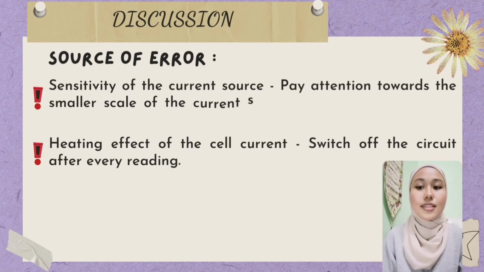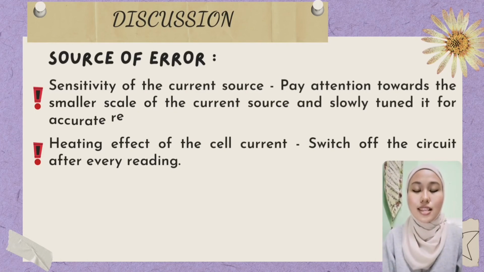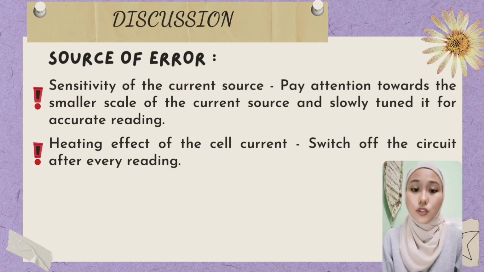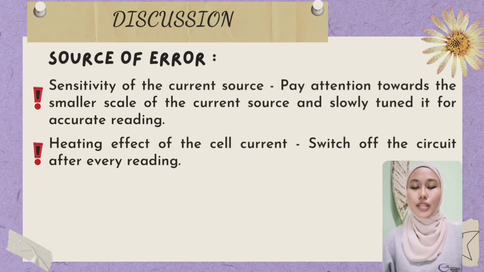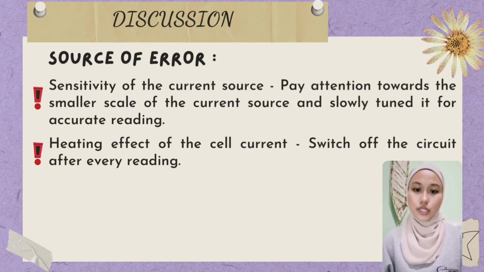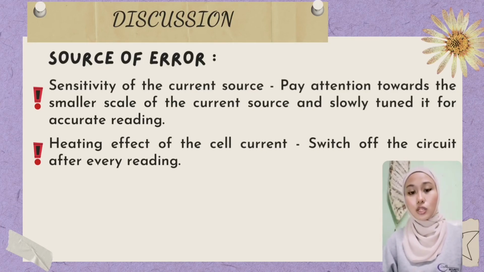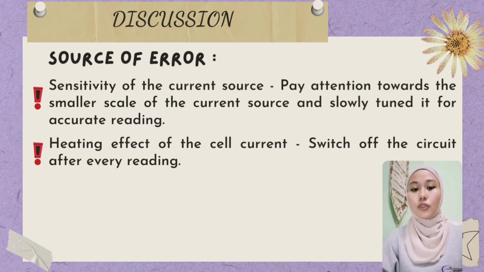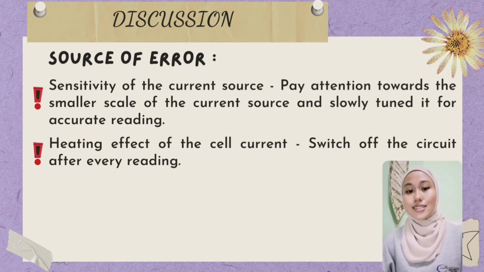Firstly, the sensitivity of the current source: it is easily moved and might give a false reading. As a precaution, we need to pay attention to the smaller scale of the current source and slowly tune it for accurate reading. The second one is error due to the effect of the cell current. Heating effects of the wire lead to thermal expansion in the wire. Due to the thermal expansion, the resistance of the wire increases. To minimize the error, we need to switch off the circuit after every reading.